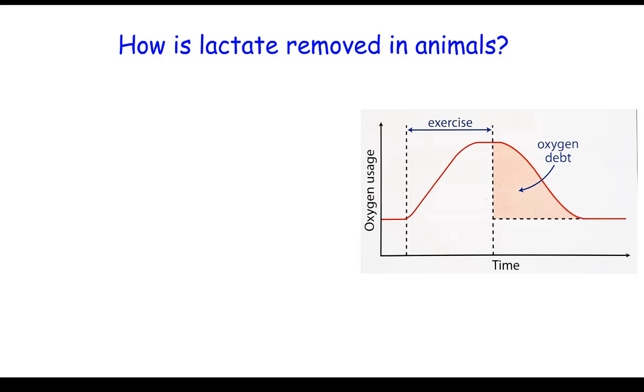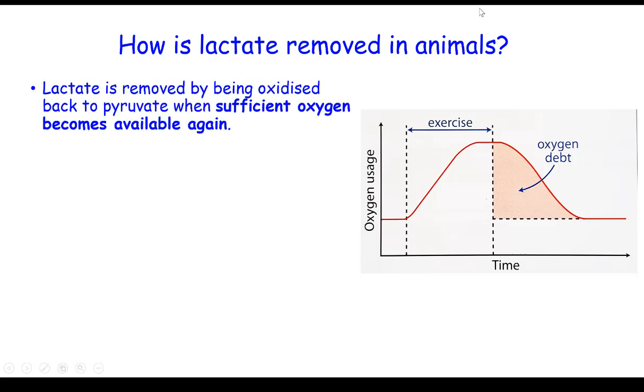Now, once this lactate or lactic acid has built up in muscles, it's important that it gets removed again because it is actually a waste product of respiration. So it actually gets removed at the end of exercise. So the lactate is removed by being oxidized back to pyruvate when sufficient oxygen becomes available again.